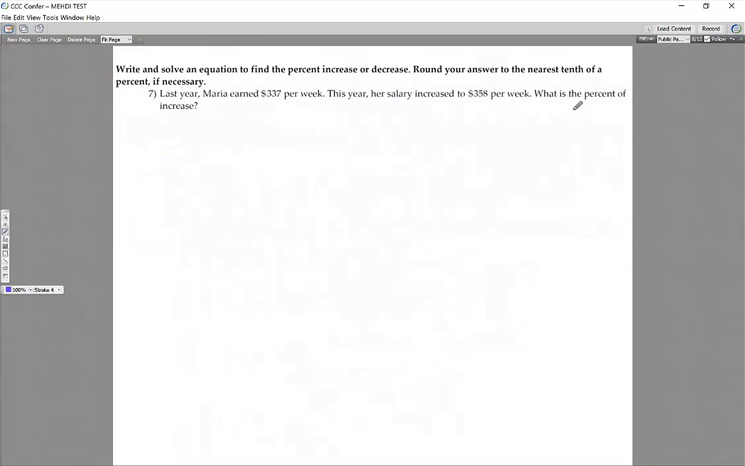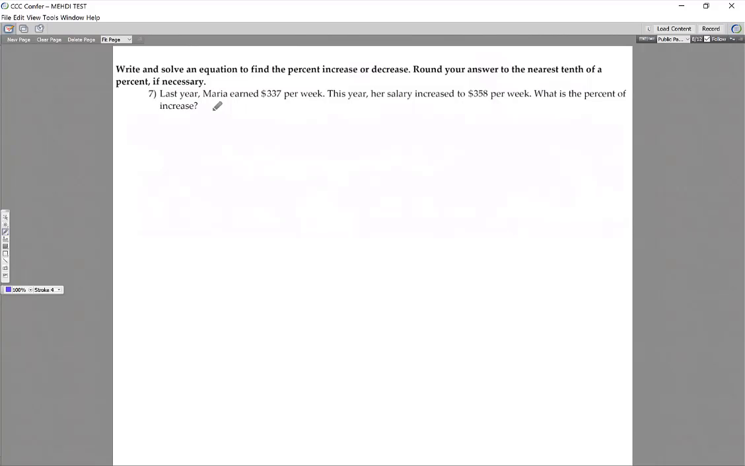Number 7, we're told to write and solve an equation to find the percent increase or decrease. Round your answer to the nearest tenth of a percent if necessary. So last year, Maria earned $337 per week. This year, her salary increased to $358 per week. What is the percent of increase?